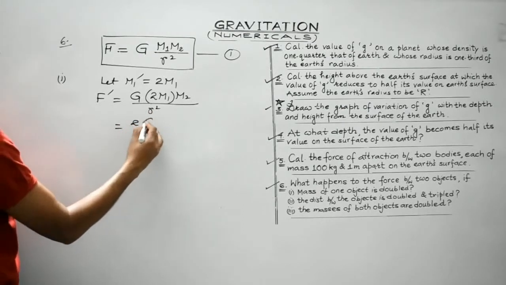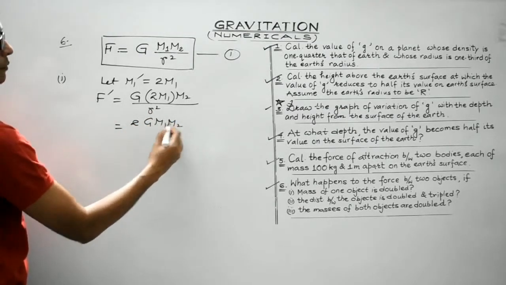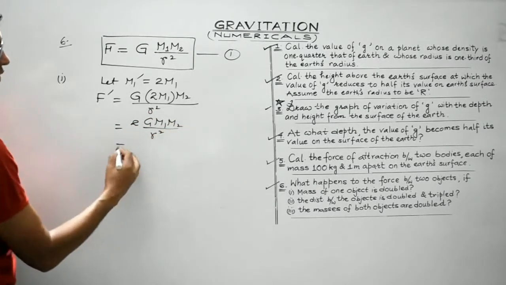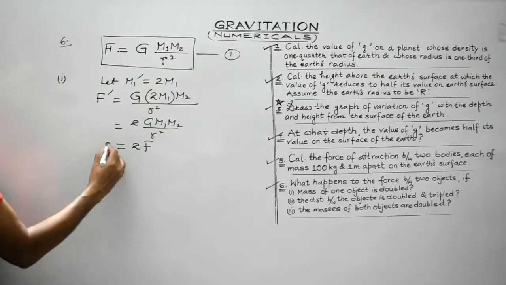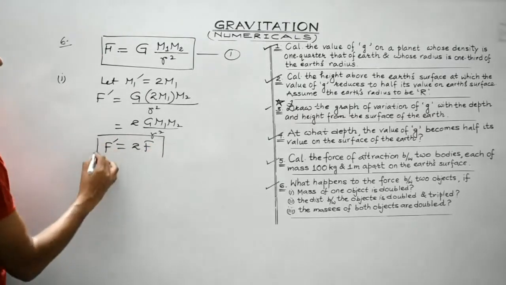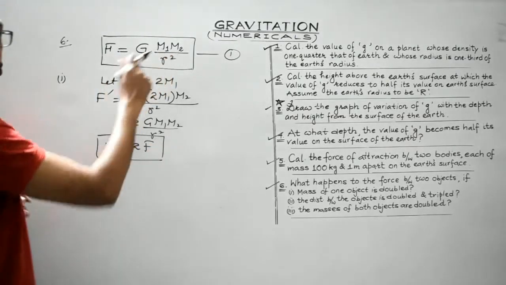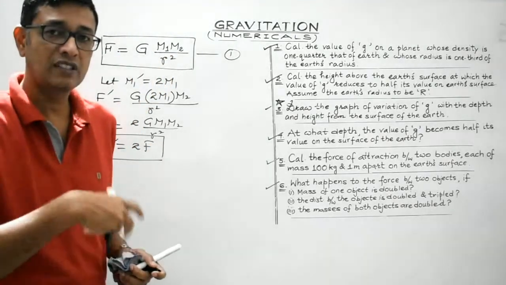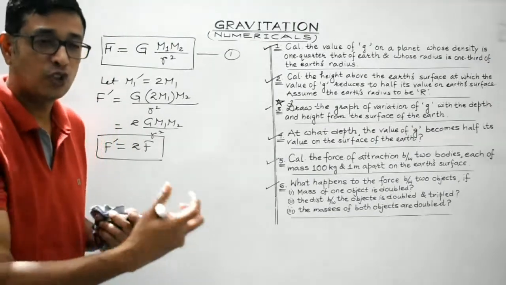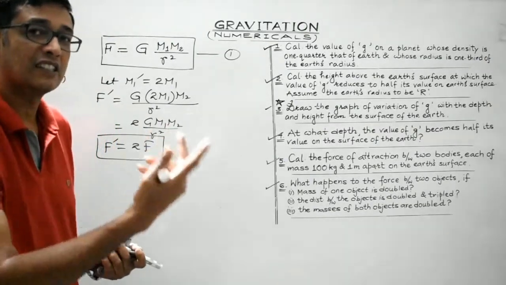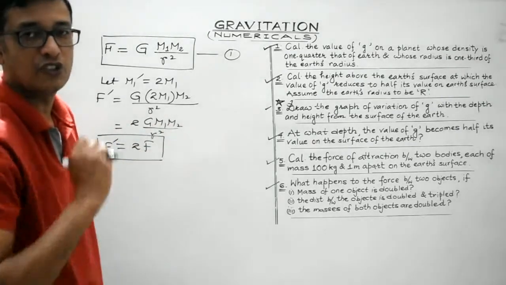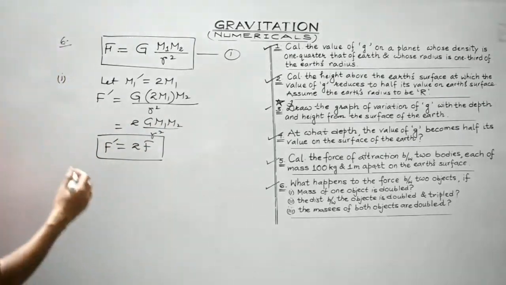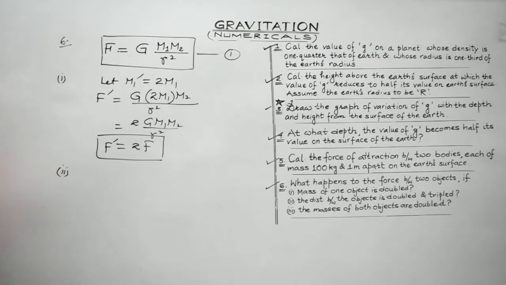So what do we get? Twice G m1 m2 by r square, which is equal to twice F. So it's pretty evident that if out of the two bodies, the mass of one of the bodies is doubled, then the gravitational force between those two bodies will also get doubled. So F dash will become twice the original force. Clear, students?